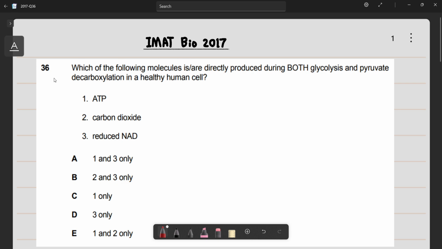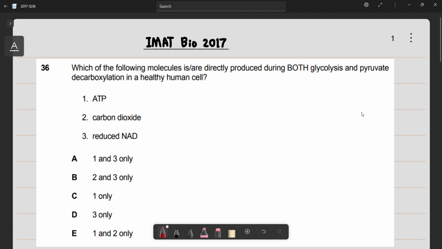Welcome back. So this is question 36 from the biology section in the IMAT 2017 past paper. So I will be answering this question. It says, which of the following molecules is or are directly produced during both glycolysis and pyruvate decarboxylation in a healthy human cell? Okay, so we have these two main cellular respiration steps, which are glycolysis and pyruvate decarboxylation in a healthy human cell.